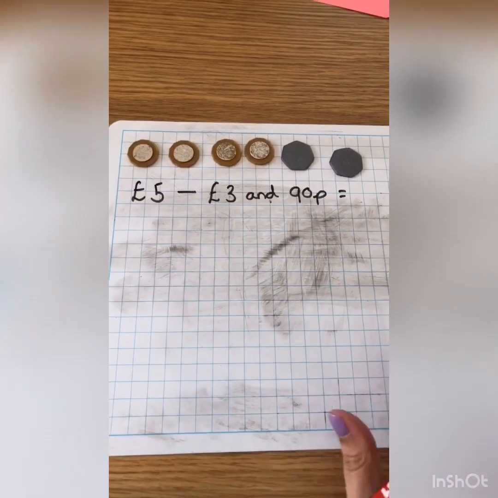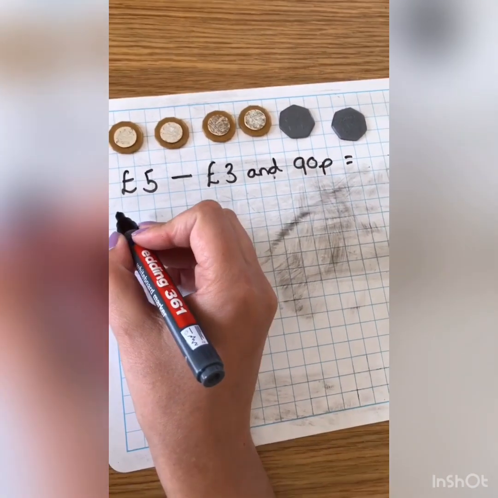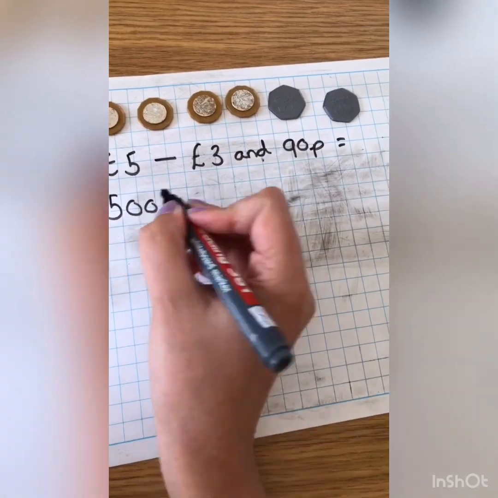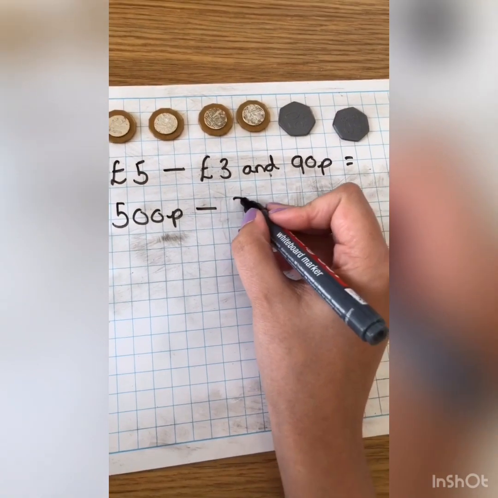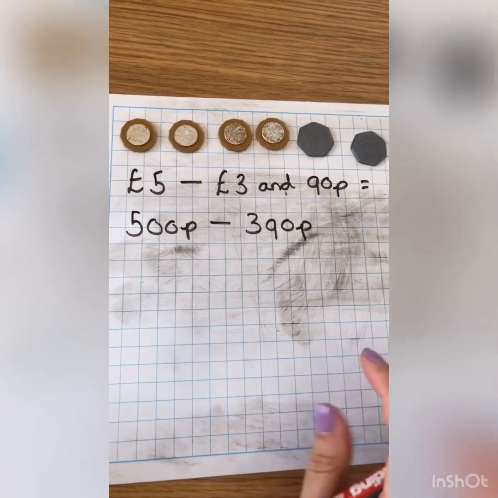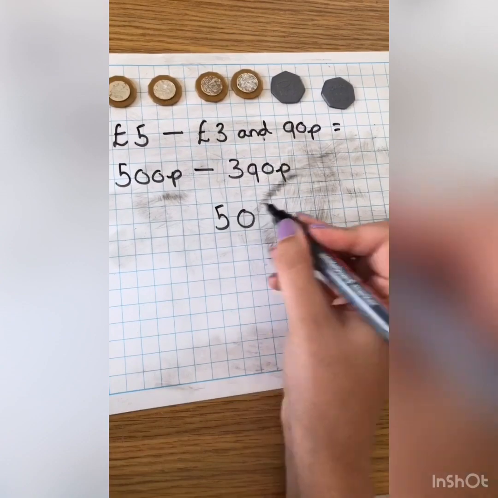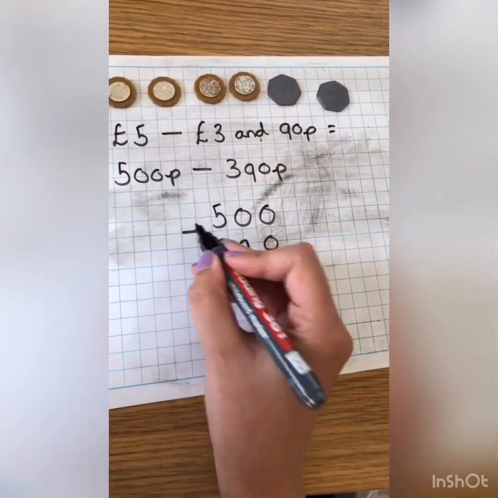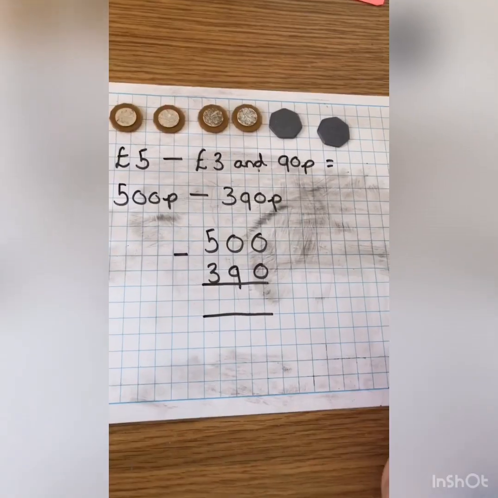So I start with my £5 and I spent £3.90. So once again, I'm going to convert these into pence. So £5 into pence is 500p. And £3.90 would be 390p. And I'm now going to use my column subtraction method to help me. So I'm going to make sure they're lined up. And I'm going to write them out. Make sure I put my symbol so I know what calculation I'm doing. And then I'm going to do my calculation.